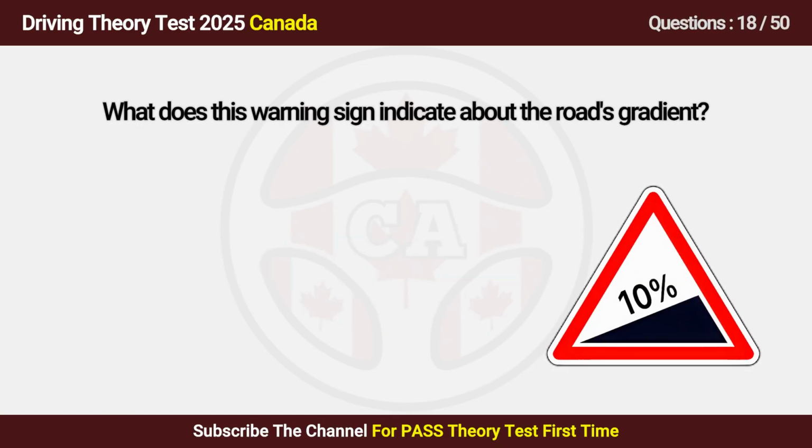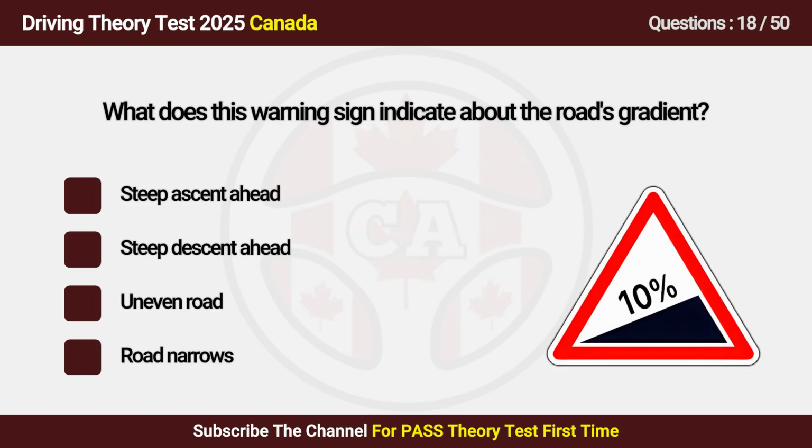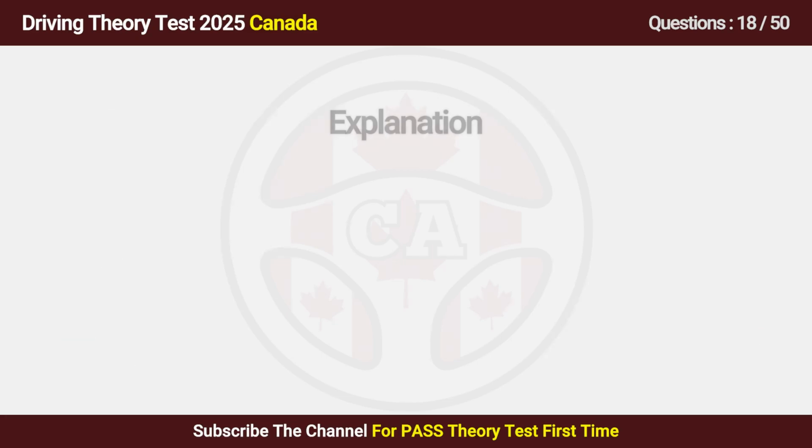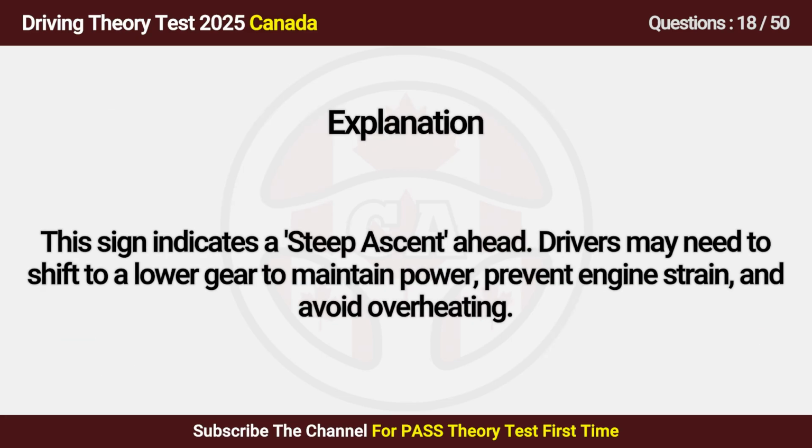Question 18. What does this warning sign indicate about the road's gradient? A. Steep ascent ahead. B. Steep descent ahead. C. Uneven road. D. Road narrows. Answer is A. Steep ascent ahead. This sign indicates a steep ascent ahead. Drivers may need to shift to a lower gear to maintain power, prevent engine strain, and avoid overheating.